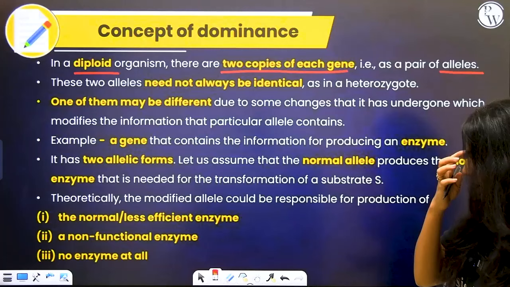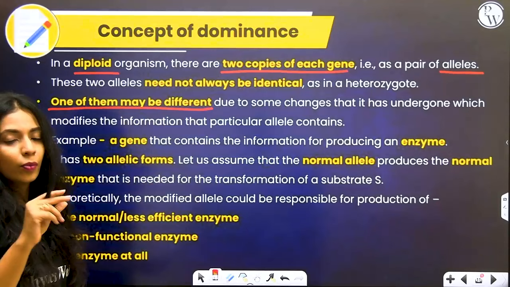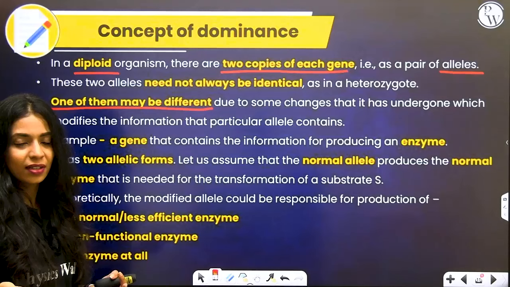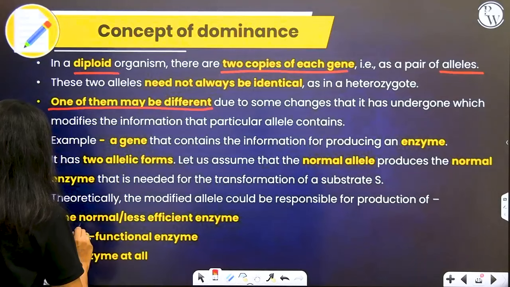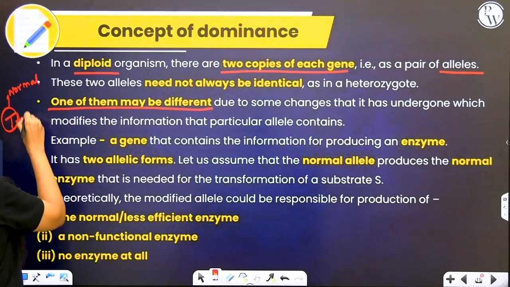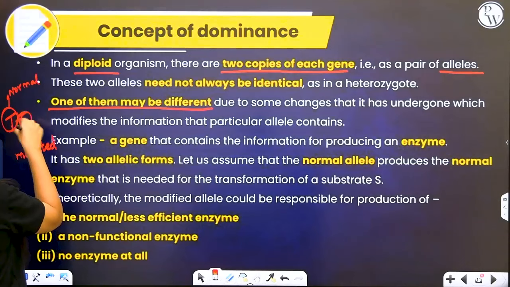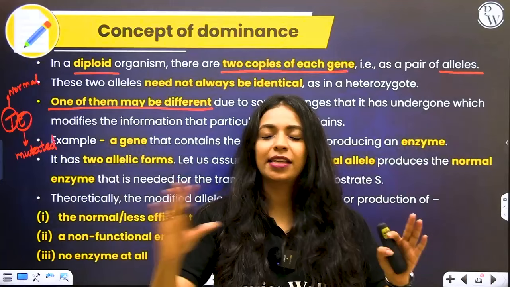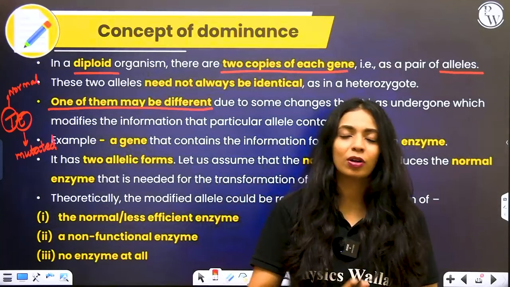Usually what happens is, whenever it is different, it's because there has been some change that has happened at the molecular level in DNA. One of the alleles would have become modified. Let's say, if you have two alleles right now, capital T, small t. Capital T is the normal one. Small t is the mutated one. Some change has happened in the DNA of this allele, so it has become mutated. So we say mutation has taken place. Now this normal gene, which has retained its correct sequence, which has not been changed, will produce a normal enzyme that is required for some phenotypic expression. Let's say this one is modified. It has undergone mutation and it has been modified.